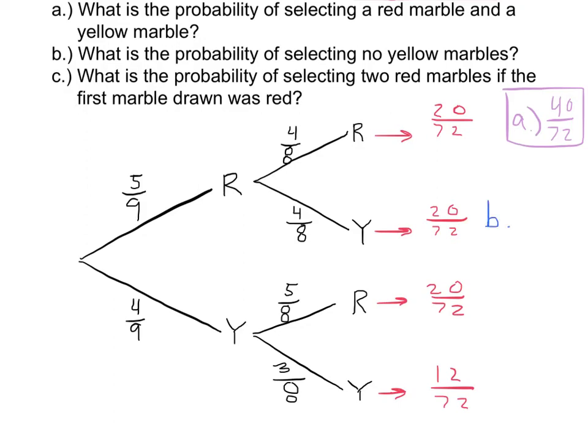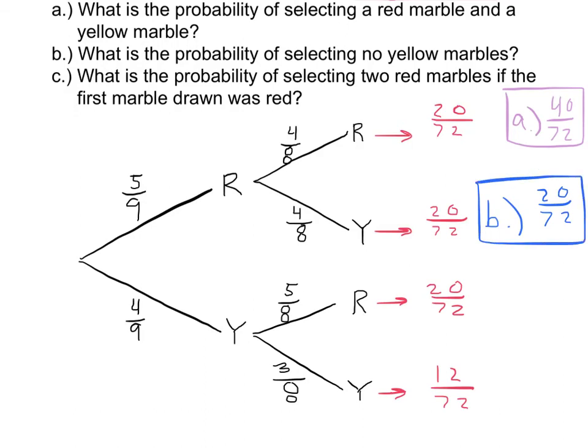Question B, what is the probability of selecting no yellow marbles? So where does that happen? No yellow marbles, the only place where that happens is when both of them are red, and that's right up at the top. That's 20 out of 72. Again, we could simplify that, but I'm trying to keep this short.